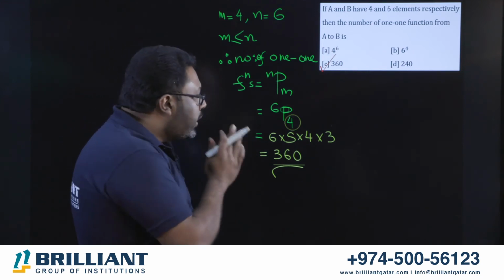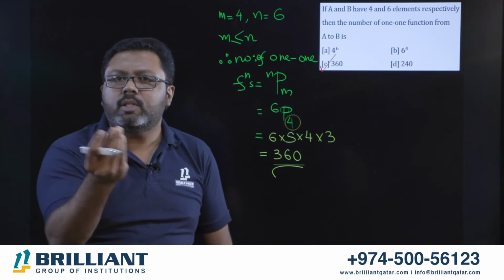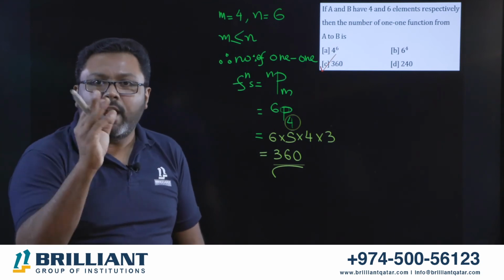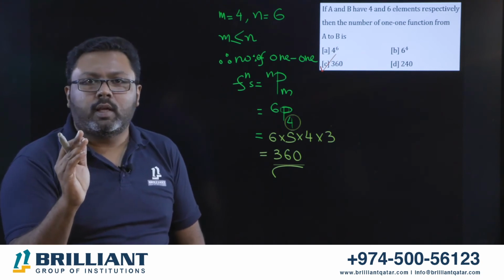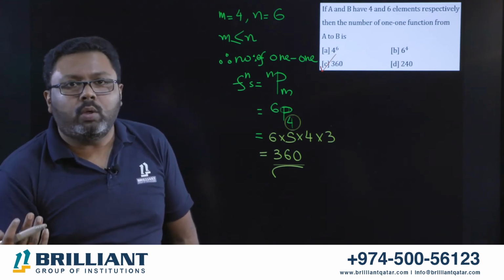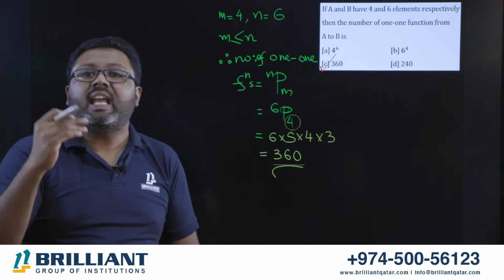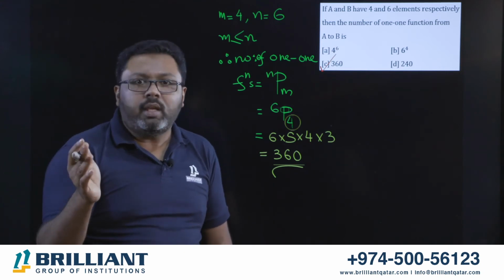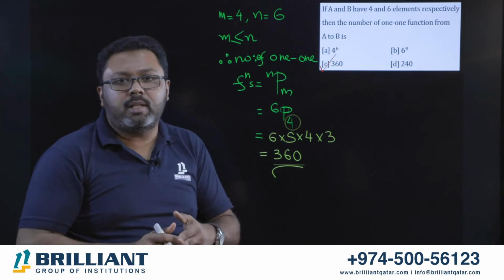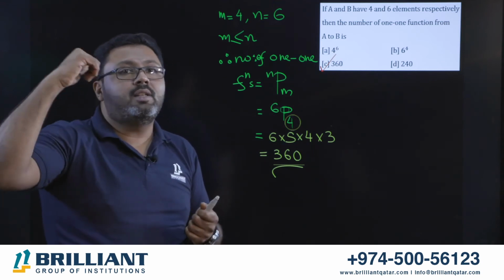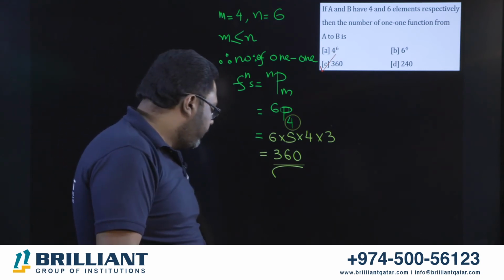Look at it very carefully. If it comes, short answer, nPm is the formula for one-one functions. When it becomes one-one and onto, nPn, which is n factorial, both of them should be equal. For one-one, the first set should have a lesser number of elements. For onto, the first set should have more elements. Okay.